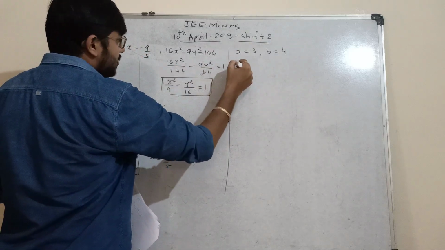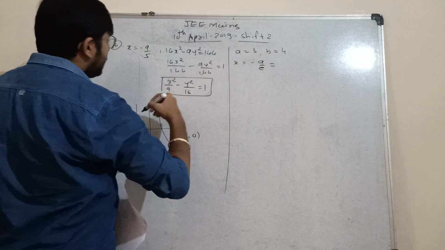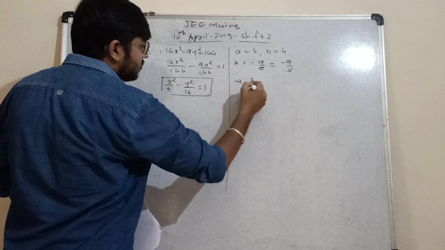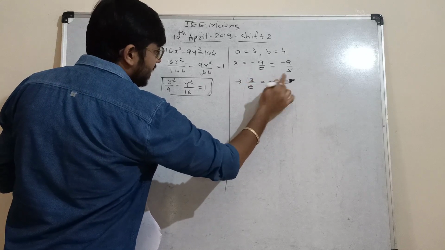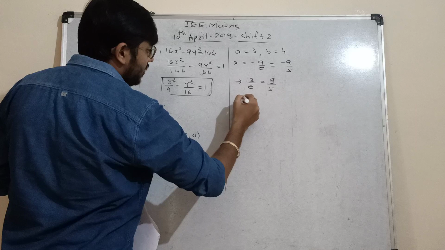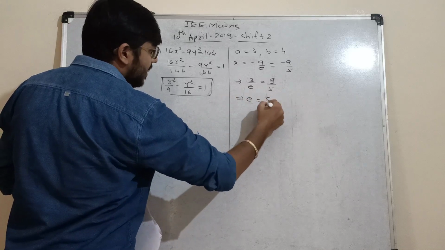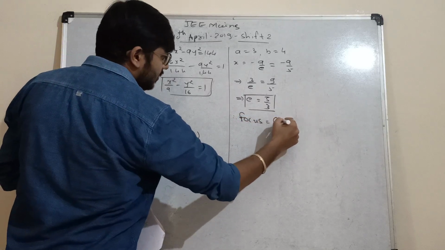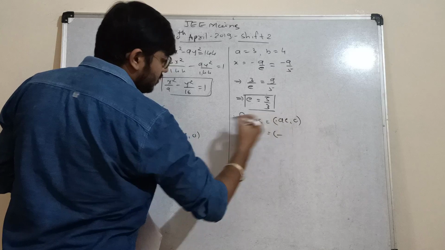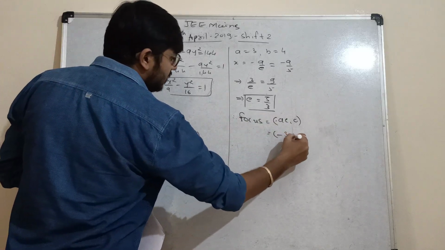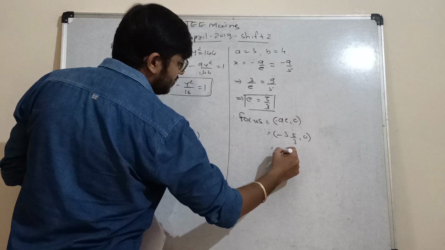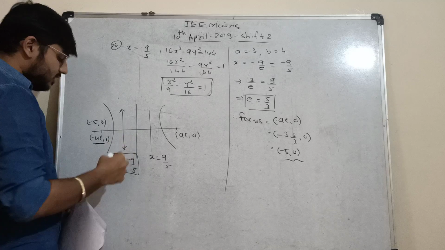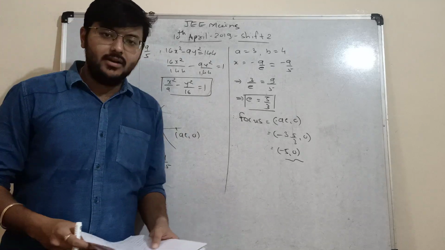As we know, the equation of the directrix is x equals minus a by e equals minus 9 by 5. Since a is already 3, 3 by e equals 9 by 5, so e will be 5 by 3. Therefore the focus will be (minus ae, 0), so it's minus 3 into 5 by 3, which is minus 5. So (minus 5, 0) will be the corresponding focus to this directrix. Okay. Next question.